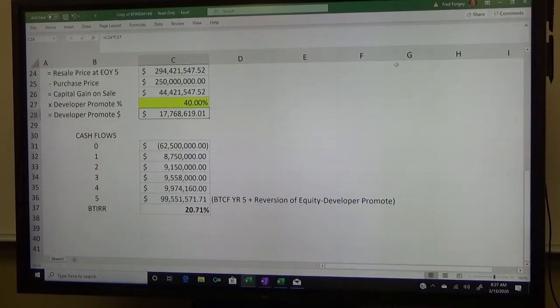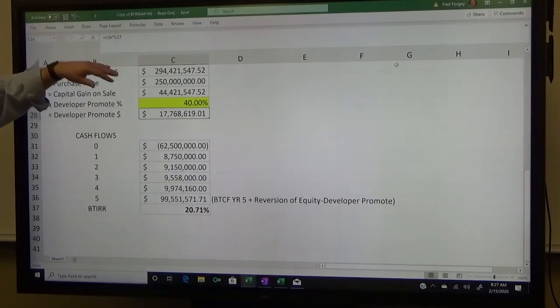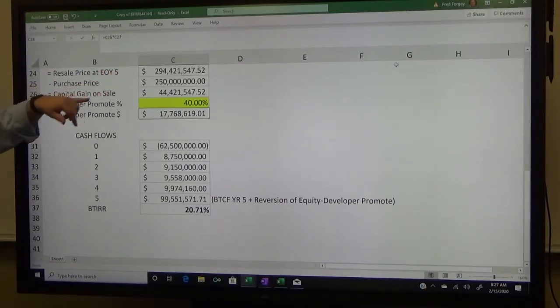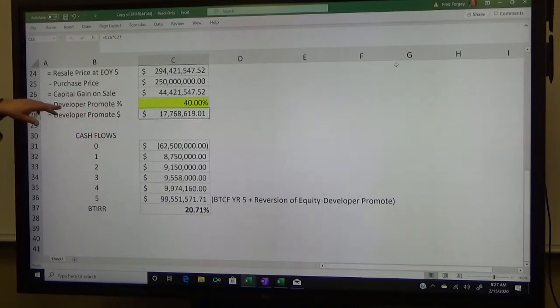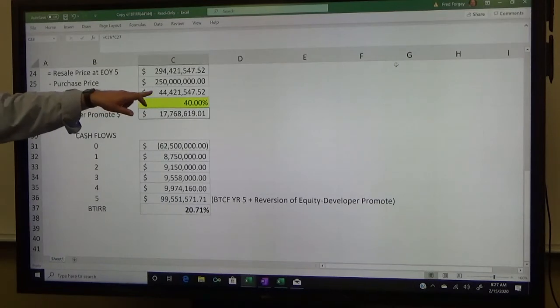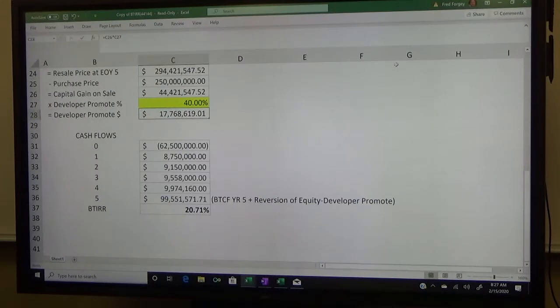Okay, so in this particular case, for this property, the resale price at the end of year 5 was $294 million, which is based on the cap rate and the income the property was generating. The original purchase price was $250 million, meaning the capital gain was $44 million. And so if you're paying the developer 40% of that capital gain, then you're paying them $17 million basically for all of their troubles associated with this particular property. Does that make sense? Yes or no?